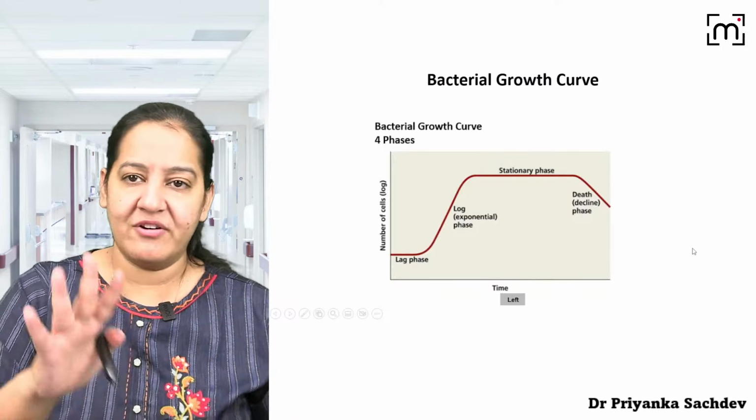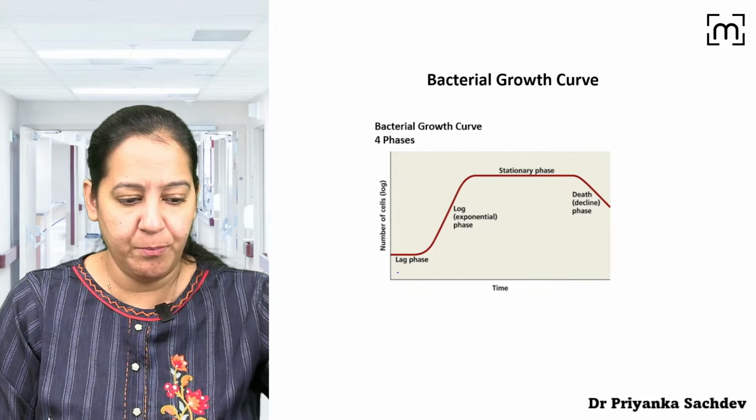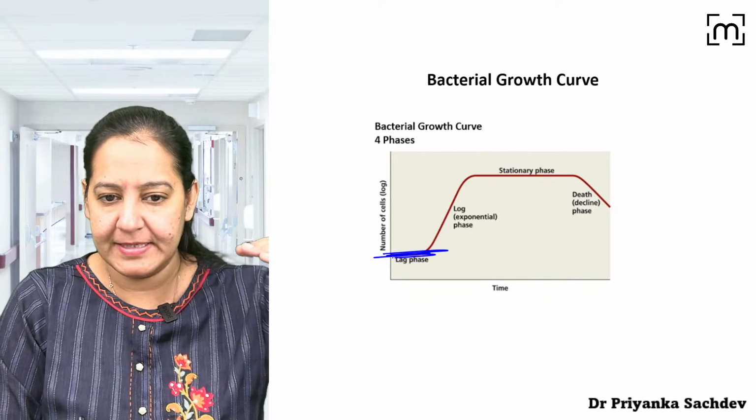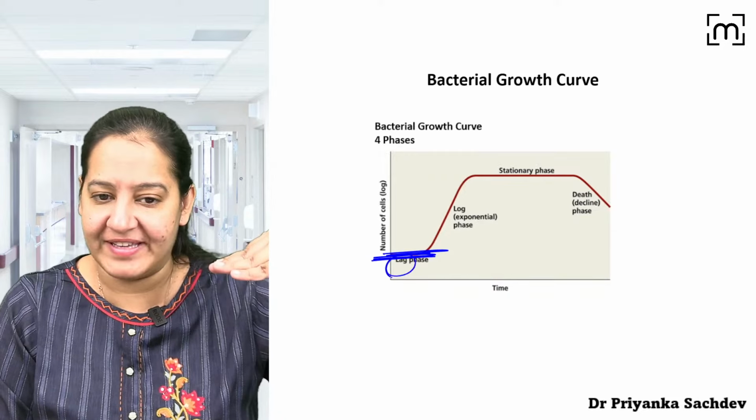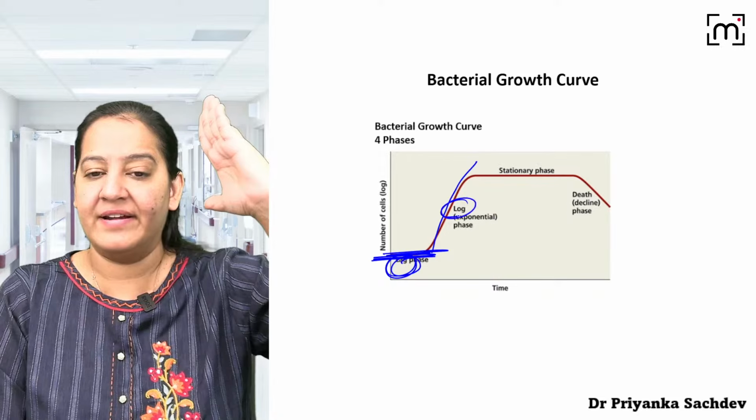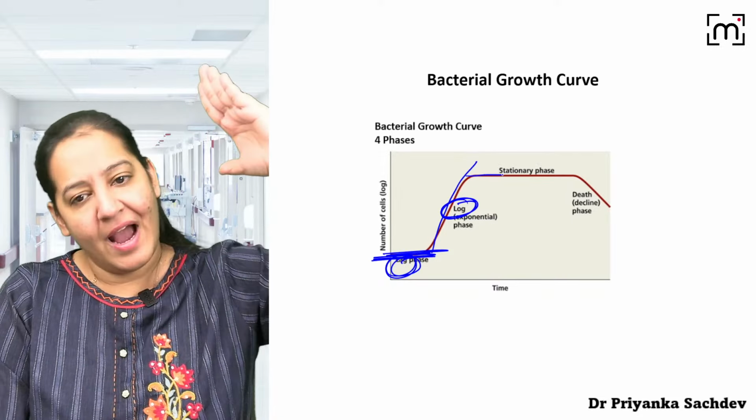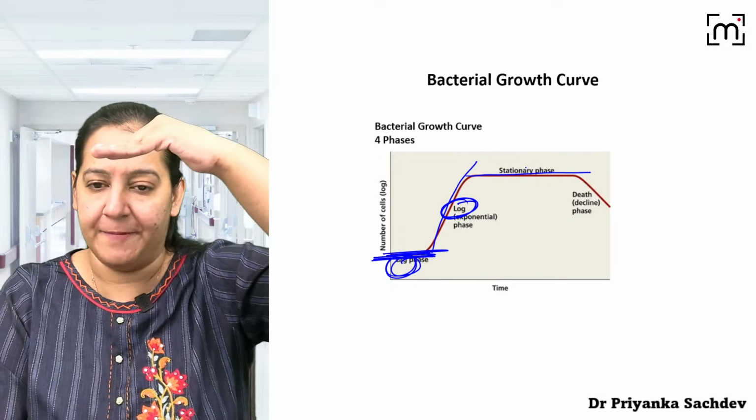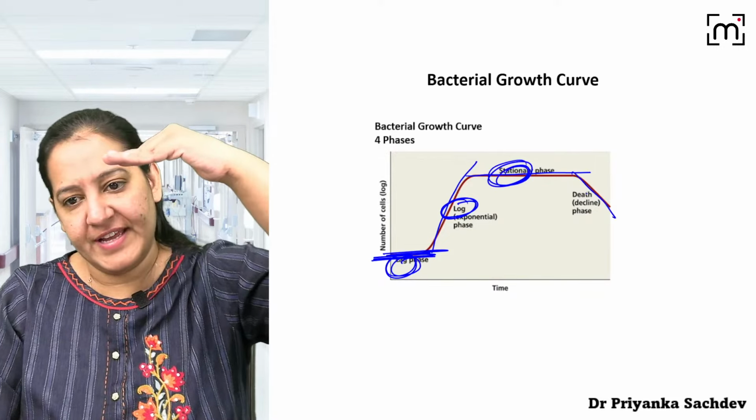This is the reason. So the graph will be like this. As soon as you put the inoculum, it's constant. This is lag phase. After that, it's exponential growth, right, like this. It's log phase. And again, it becomes stable, stationary. It's stationary phase. And after that, it's decline phase.